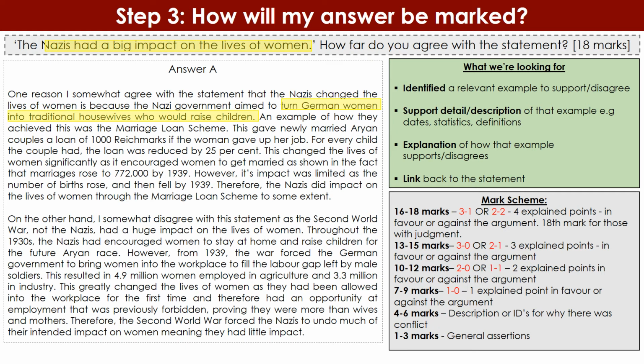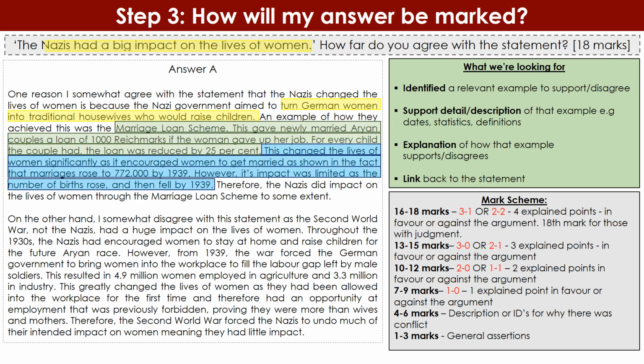Now what we need is some supporting detail about how the Nazis do that. Well, they talk about the marriage loan scheme. They define what the marriage loan scheme is. They include some statistics, the fact that the loan was reduced by 25% for every child that the couple had. So this is the supporting detail that they've offered. That's great, but we're still not yet explaining why that had a big impact on the lives of women. They then go on to explain exactly how the marriage loan scheme did impact the lives of women.